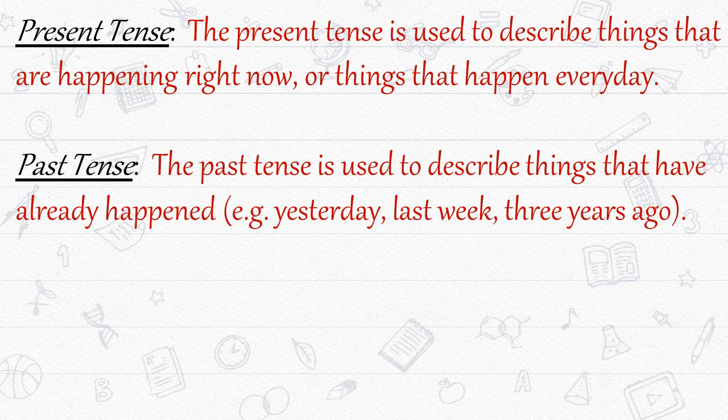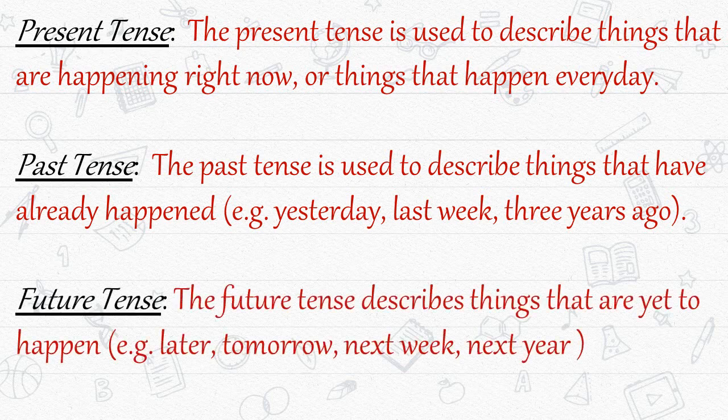Past tense. The past tense is used to describe things that have already happened. For example, yesterday means the day which is past. Last week, 3 days ago. Future tense. The future tense describes things that are yet to happen. For example, later, tomorrow, next week, next year. So, these are the words which show the future time.